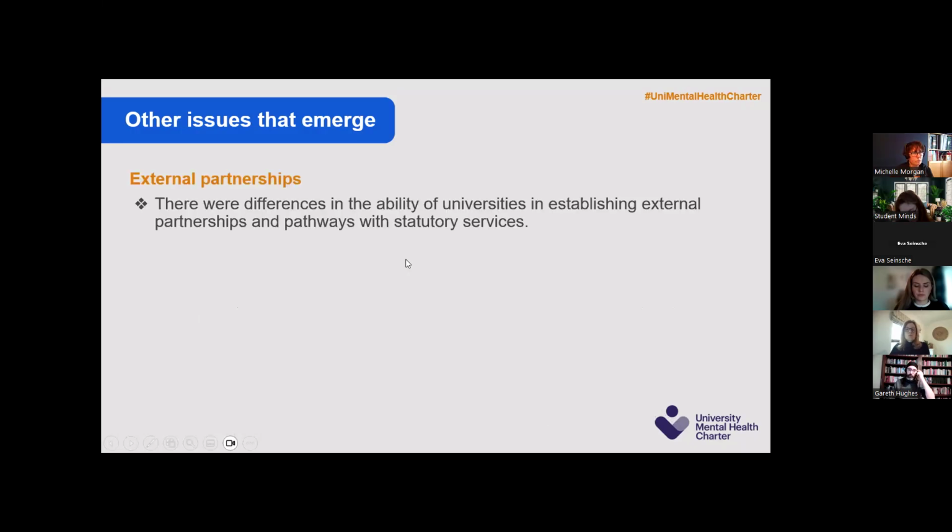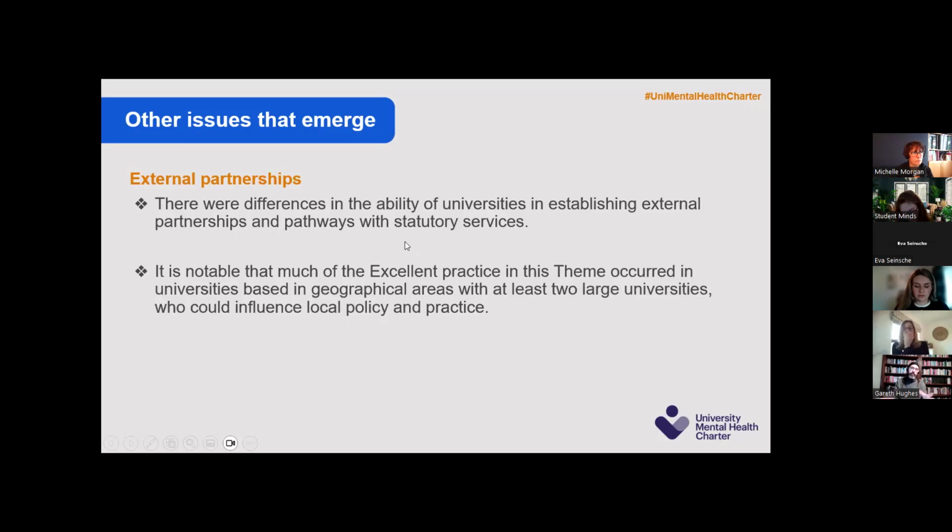In terms of external partnerships, there were some real significant differences here, and a lot of it's to do with the circumstance that the university itself is in. So we find that there's some real excellent practice in this area, but what's quite interesting is the excellent practice tended to be for universities who are in cities or close by each other, where there are at least 2 large universities with a lot of power and influence who are able to then work with the local trusts to create these kind of working groups and shared practice together. So you can see this in places like Manchester or Bristol, for example, would be obvious examples.